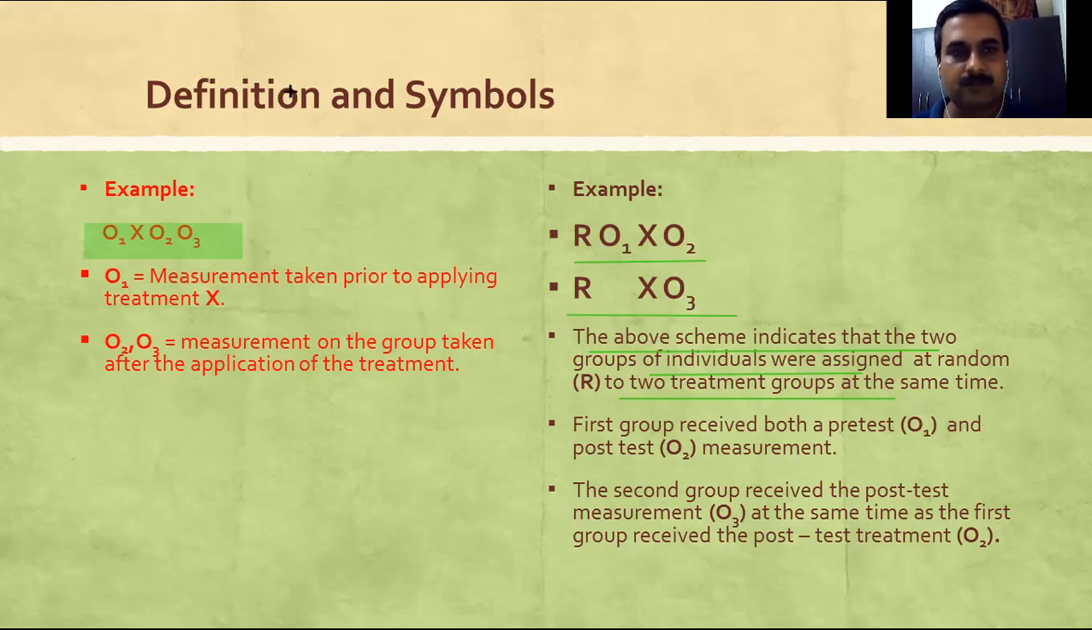Second thing which is coming out of it: the first group received both pre-test and post-test measurement. Means before exposure is implemented, the O1 observation was measured, and after giving treatment, then again the O2 observation was measured. So O1 and O2 are measured. Now the second group received the post treatment. In the second group, only post treatment is given.